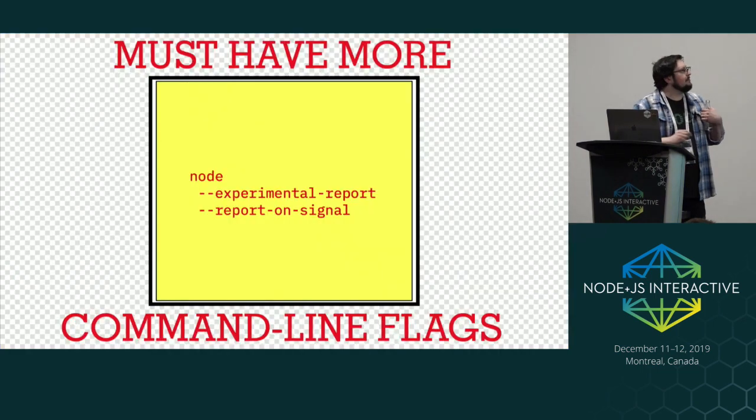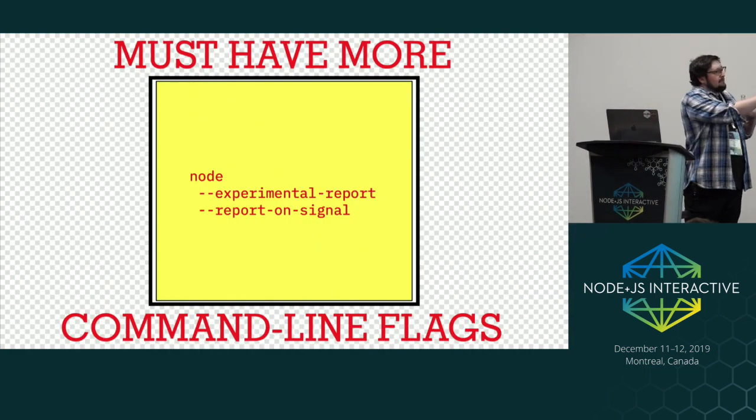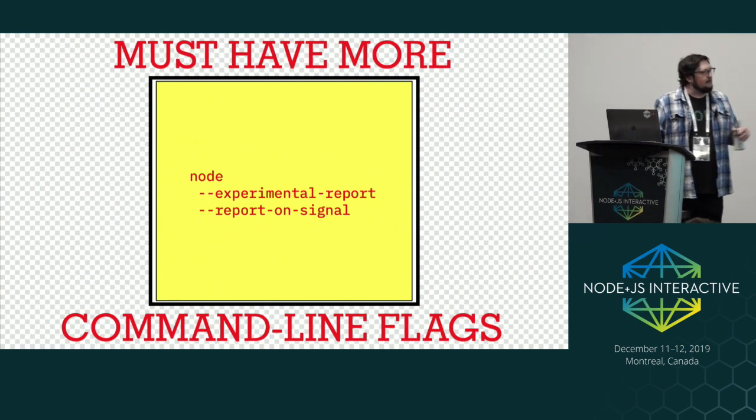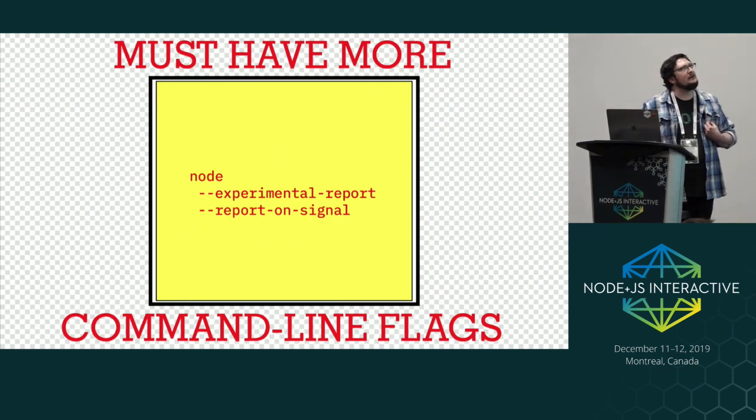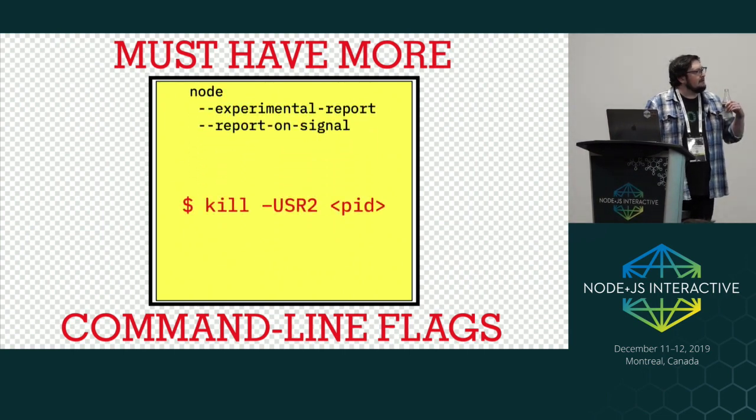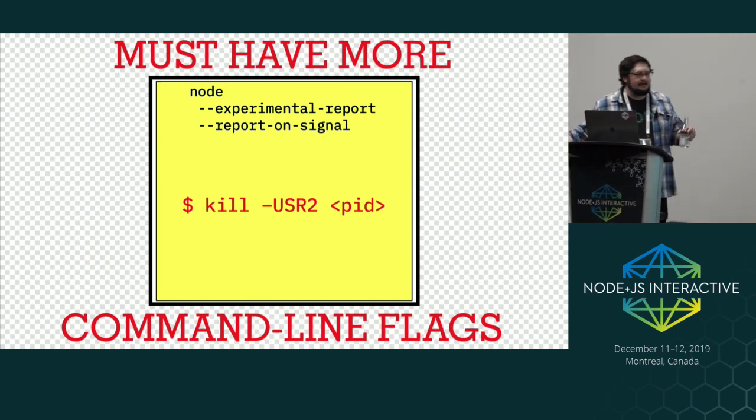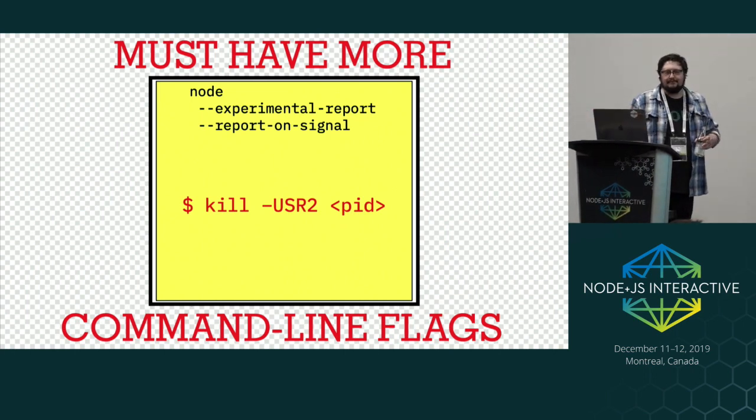And so I know we love command line flags, and so we can send report on signal. By default, the process will respond to the user2 signal, and that's configurable. You'll start your process, and you can do this sort of thing with the process ID, and that sends the user2 signal. When the process receives that signal, it'll say, it's time for me to create a diagnostic report, and it'll dump a diagnostic report out.